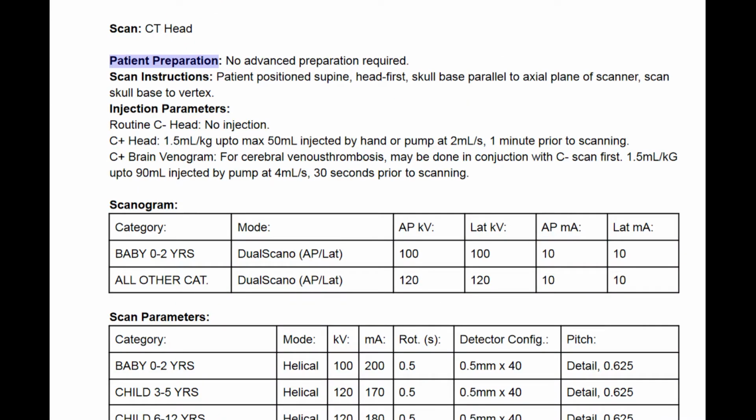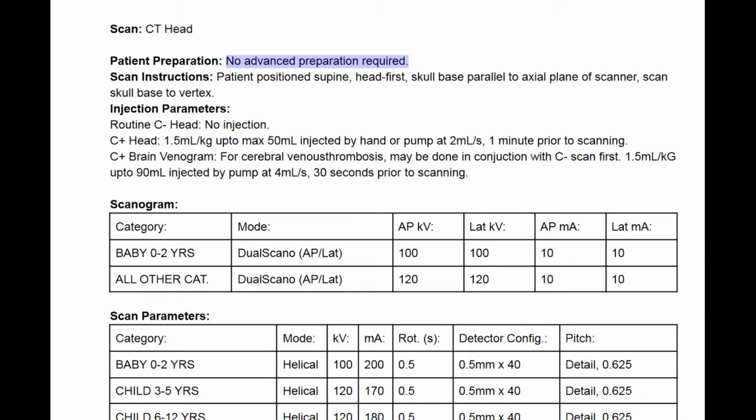Starting at the top, we have patient preparation, and in this area, some protocols could include oral contrast that the patient has to drink ahead of time, or the patient may be advised to drink a certain amount of water before a scan, or they may be advised to be NPO for 4 hours prior. They may be asked to abstain from caffeine if it's a cardiac scan, and so on. So any of these instructions required ahead of time would factor into the protocol here as patient prep. In this case, it's a straightforward one. There's no prep required for a CT head.